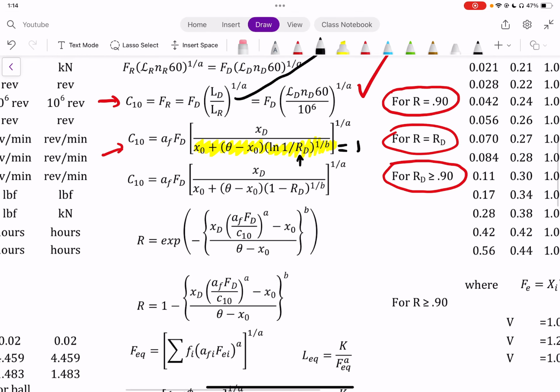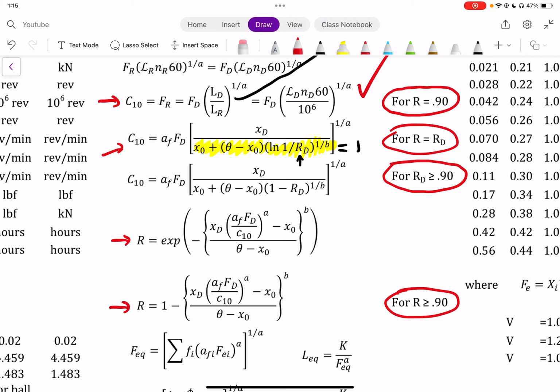We have R is equal to exponent of minus xd, etc., or we have a simplified version. So we have these two equations, 1 and 2. We can use either equation. The first equation is always right. The second equation is correct for R greater than 0.90, so we can use either or. If you do have a calculator, I suggest you just use the more accurate one, which is the one with the exponent, and then you solve the equation and put your values in.